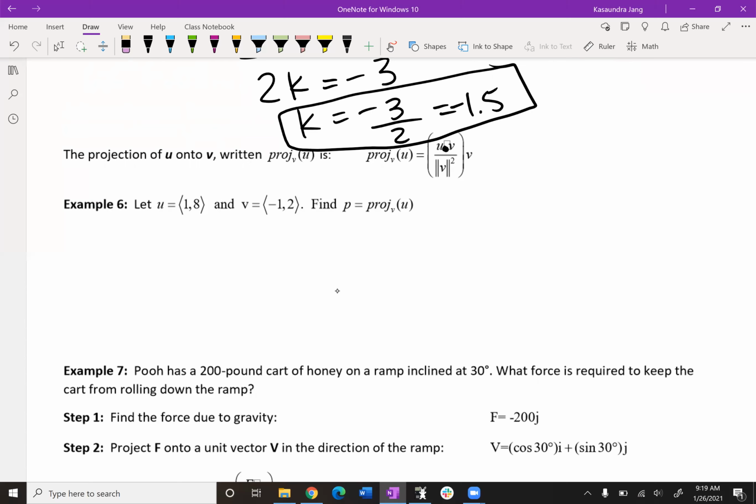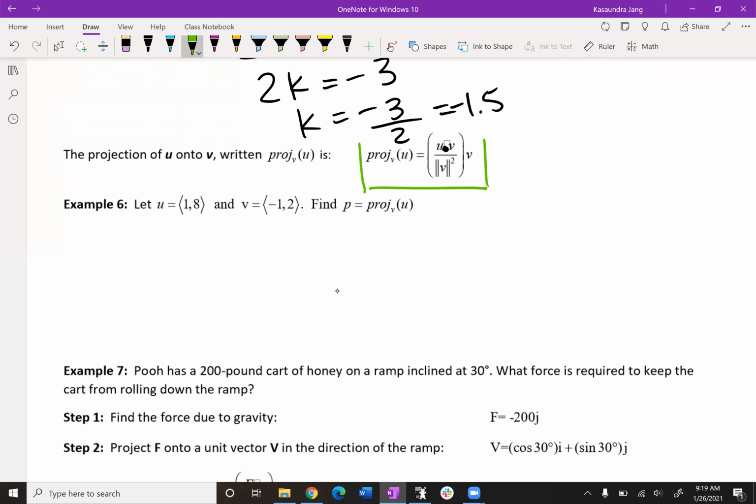And so here's the little formula for it. So example 6, they gave you a U, they gave you a V vector. They want you to find this P. It's the projection of U onto V. So I'm pretty much going to use the 2 vectors they gave me for the formula. It requires the dot product. It requires some magnitude. So kind of the same stuff we've been working on.